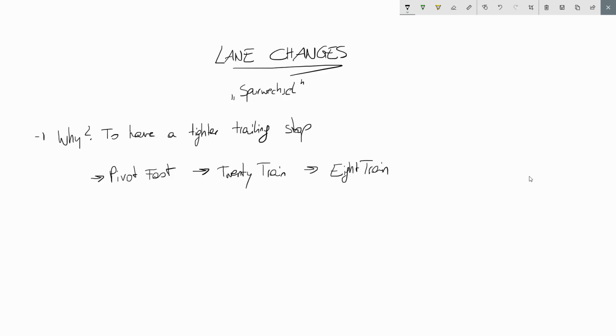What would also be possible, for example, is that we have pivot fast and switch directly to the 8 train. When the market is moving so fast that we can already switch to the 8 train, we can quite secure our profits and we can go quite tight to the market.